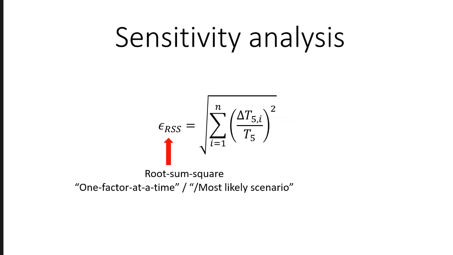So there are many ways to perform a sensitivity analysis. I won't go into each one here, but the root sum square method that I'm currently describing is sometimes called the one factor at a time method or the most likely scenario method.